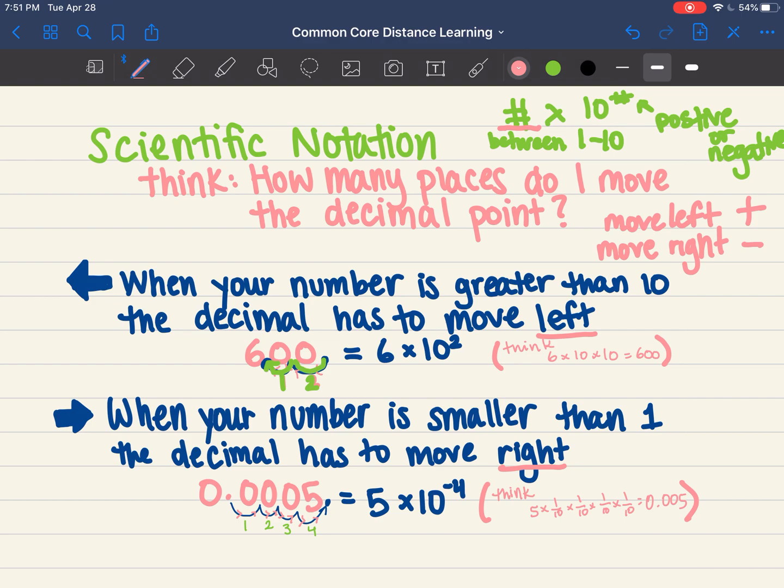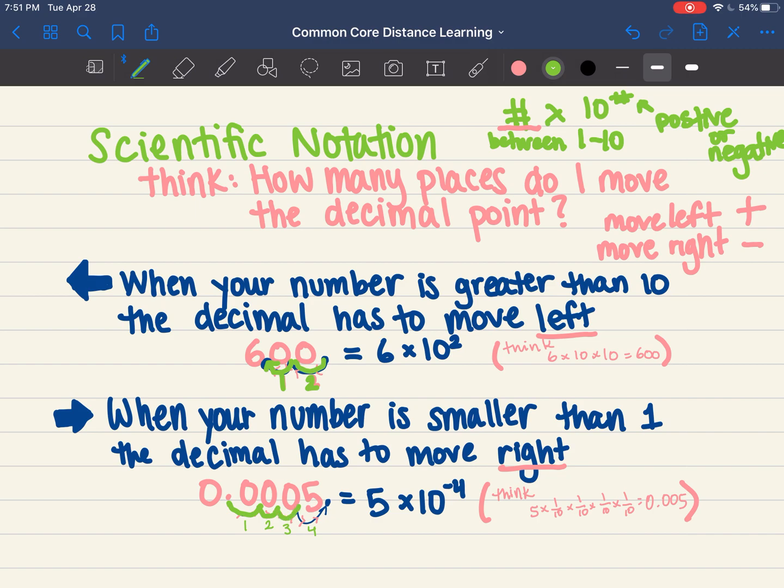Now, when our number is smaller than 1, the decimal has to move to the right. If I keep moving my decimal to the left, I'm going to keep getting a small, teeny, tiny number. So if I move my decimal place to the right, if I move it over 1, my number is still not going to be between 1 and 10. If I move over one more, I would have 0.05. That's not between 1 and 10.